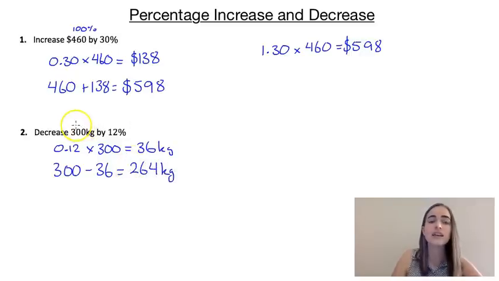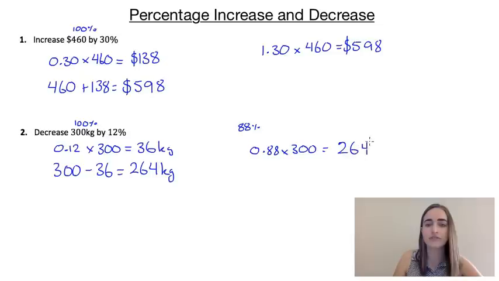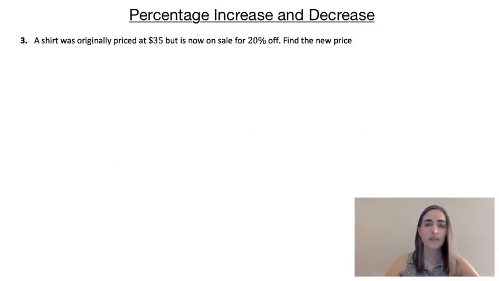The second method is if our 300 kilos was 100% and we want to take away 12%, well, 100% minus 12% would be 88%. So that means we want to find 88% of that 300. So to do that, we'd write it as 0.88 times 300, which would give us that 264 kilograms.